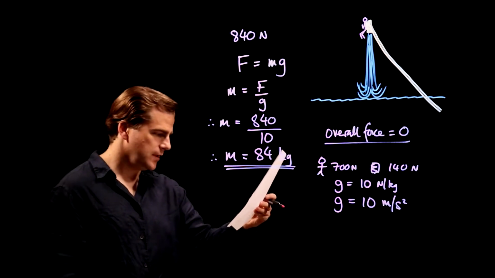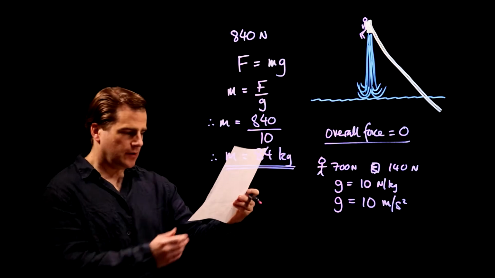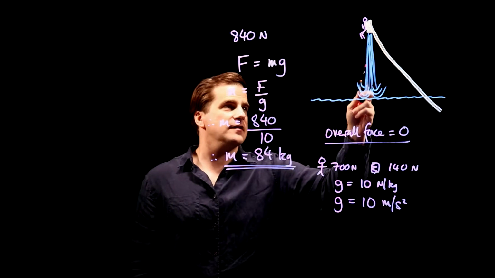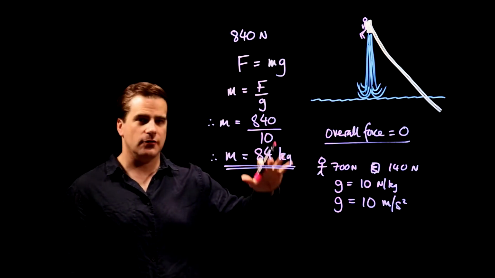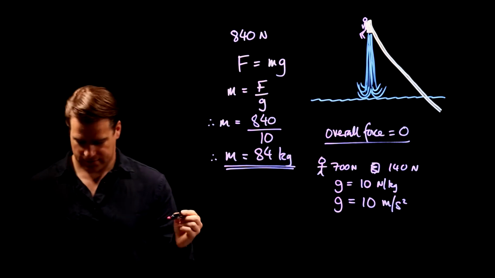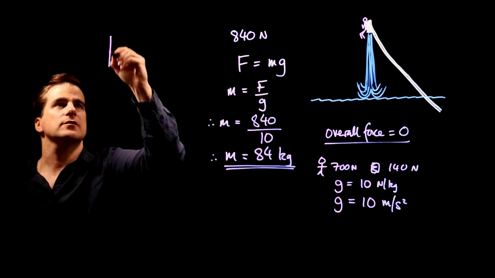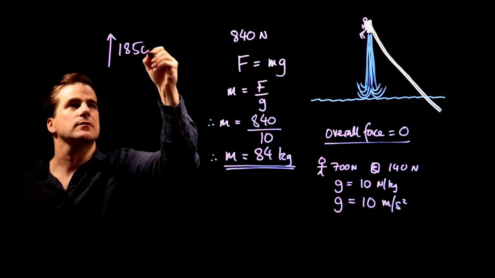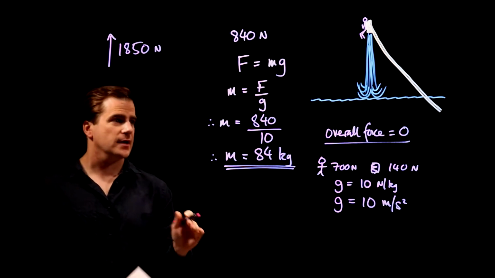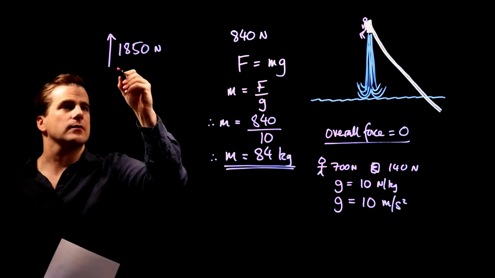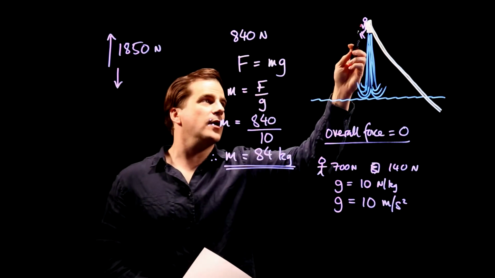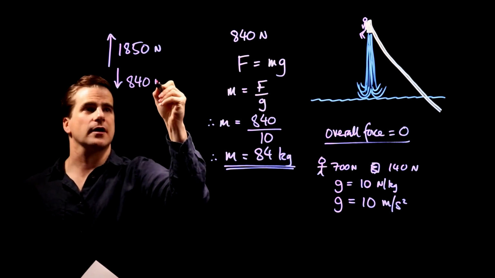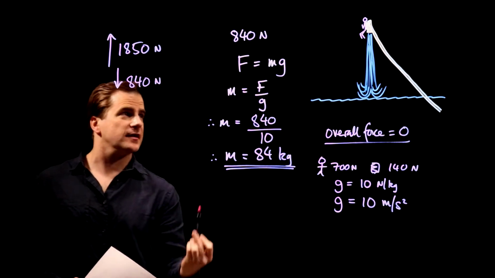Okay, next, what do we have to do? Right, the geezer increases the force of ejection of the water from the jetpack, so there's a total upwards force of 1850 newtons from the jetpack. The force downwards due to the weight of him and the jetpack is still 840 newtons. Okay? We have to work out what his acceleration upwards is.